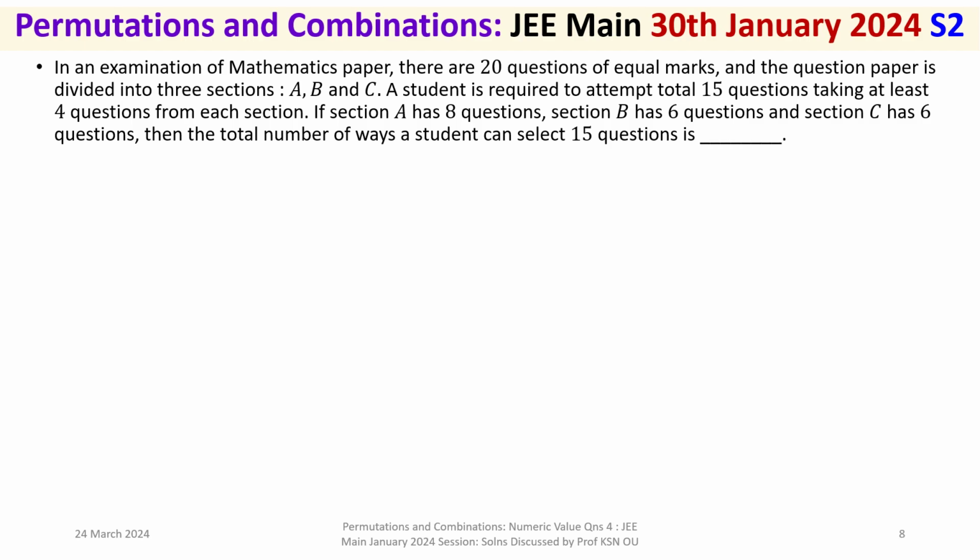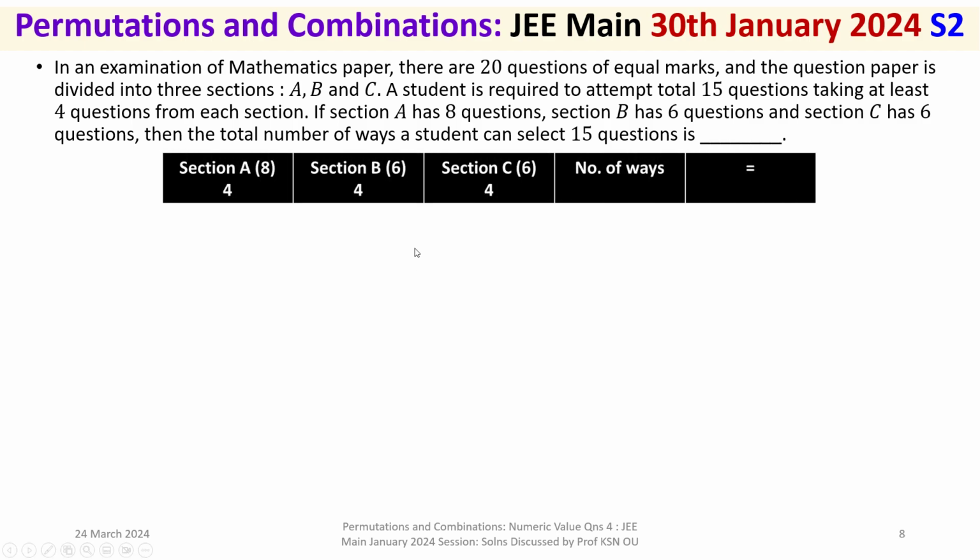Now, to answer this one, again we put a tabular form. Section A has 8 questions, section B has 6 questions, section C has 6 questions. A student has to answer 15 questions, taking at least 4 questions from each section. Four is the minimum, but in all he has to answer 15 questions.